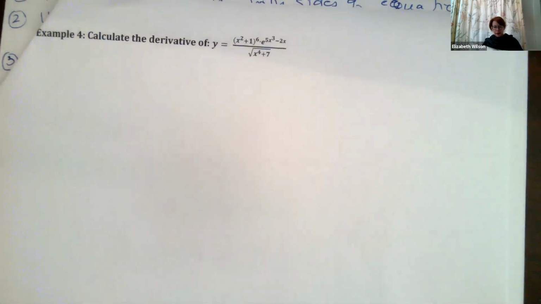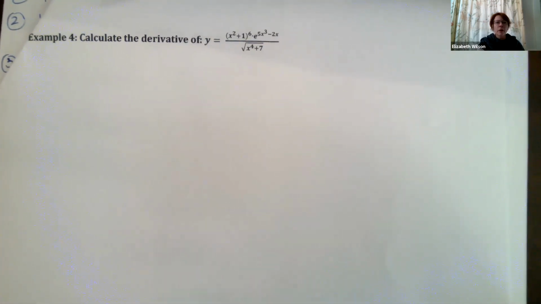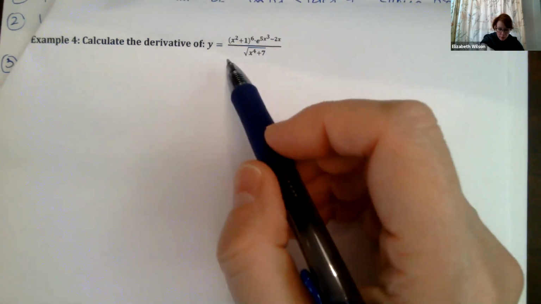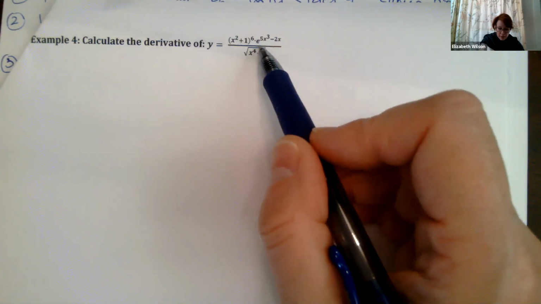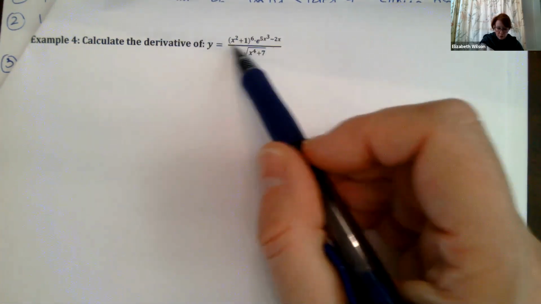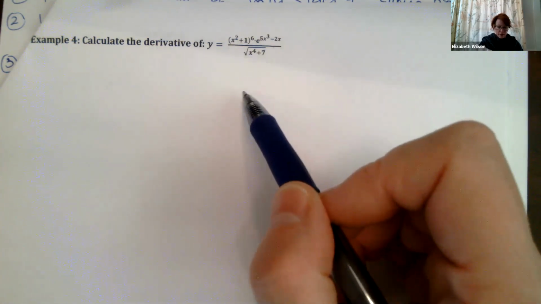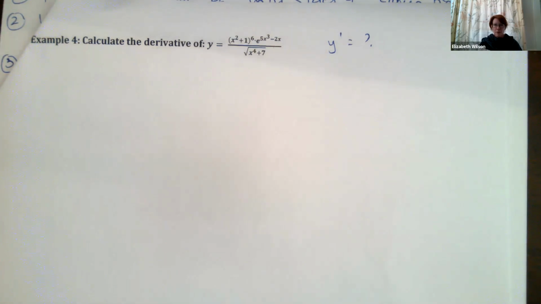Okay. All right. So we've got y equals (x squared plus 1) raised to the 6th power times e raised to the 5x cubed minus 2x power, all over radical x to the 4th plus 7. I want to find y prime. Wow, that's going to be a pain, right?